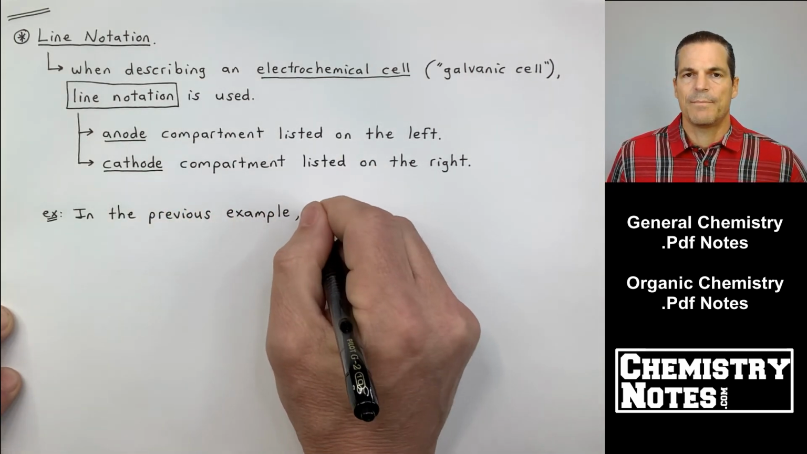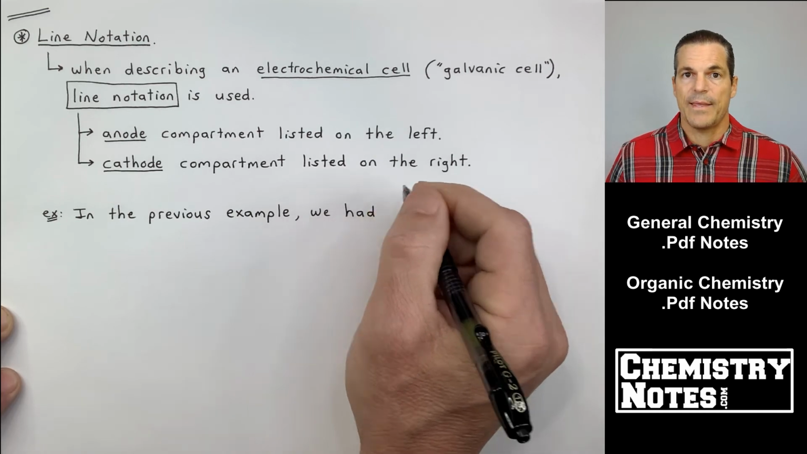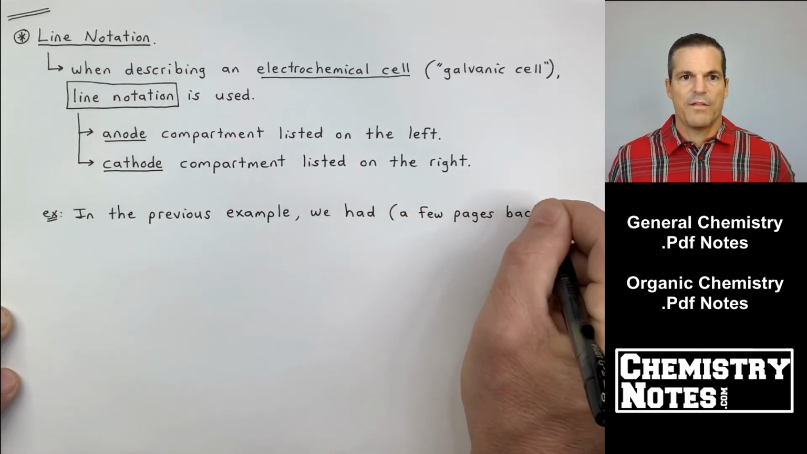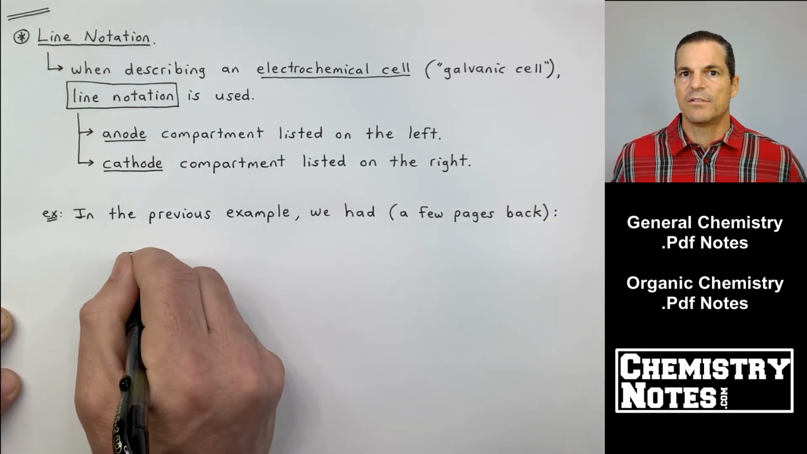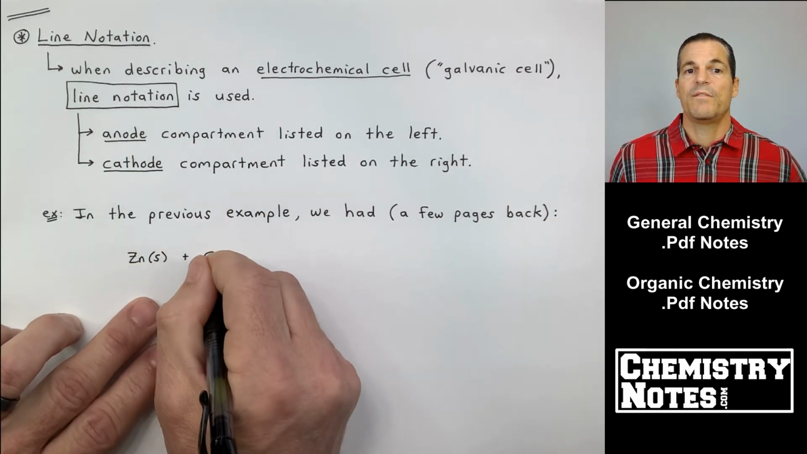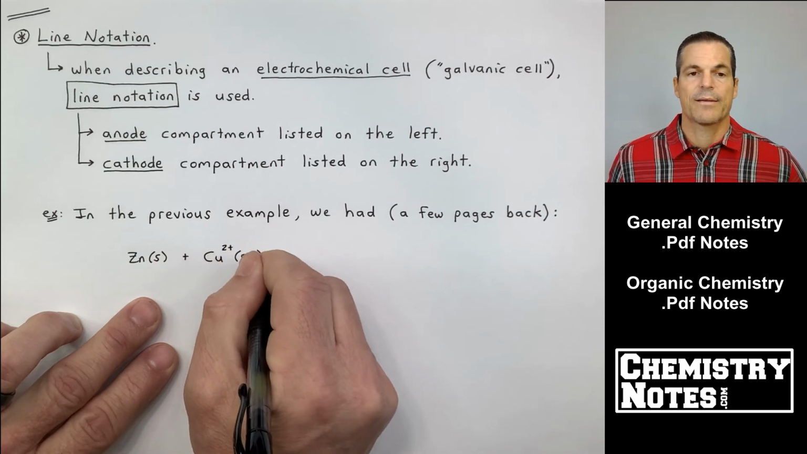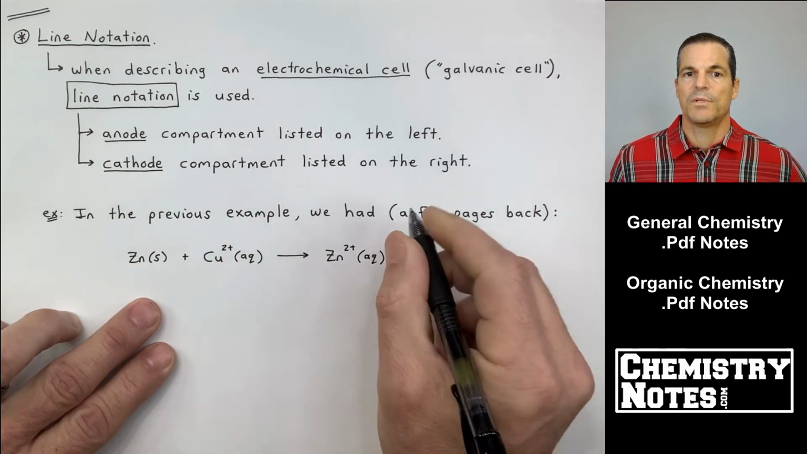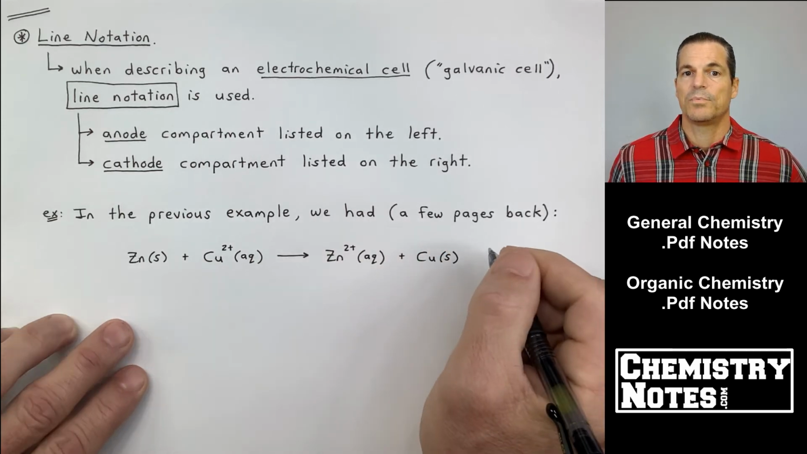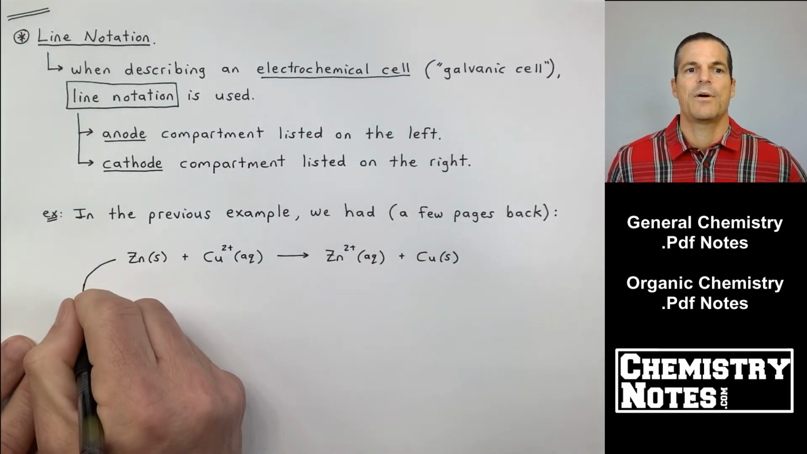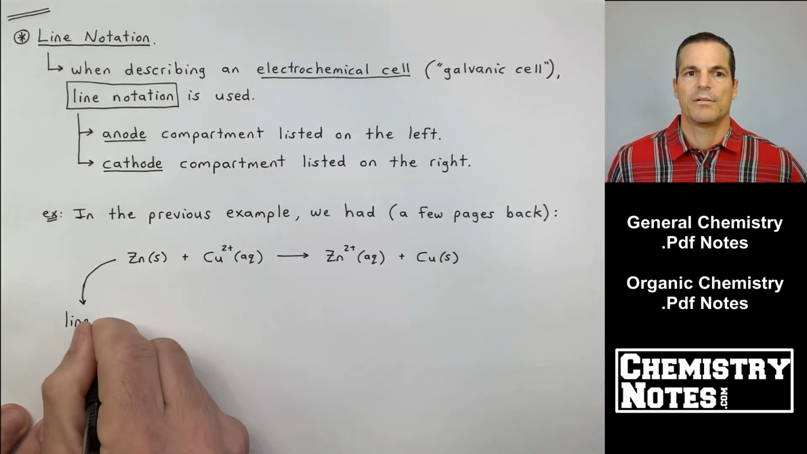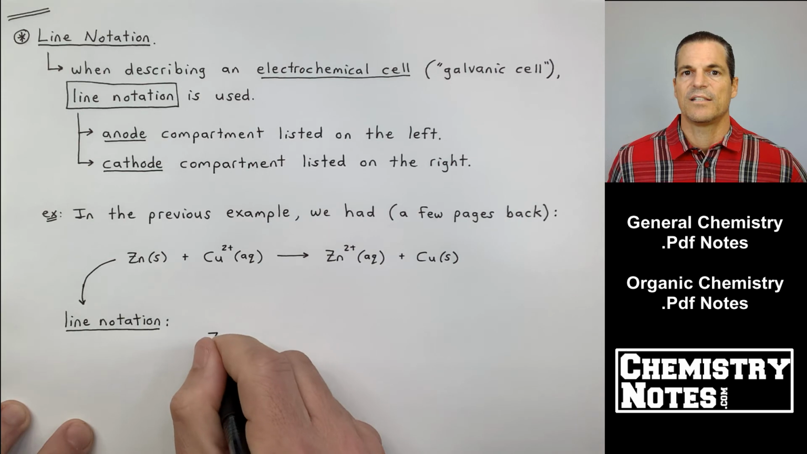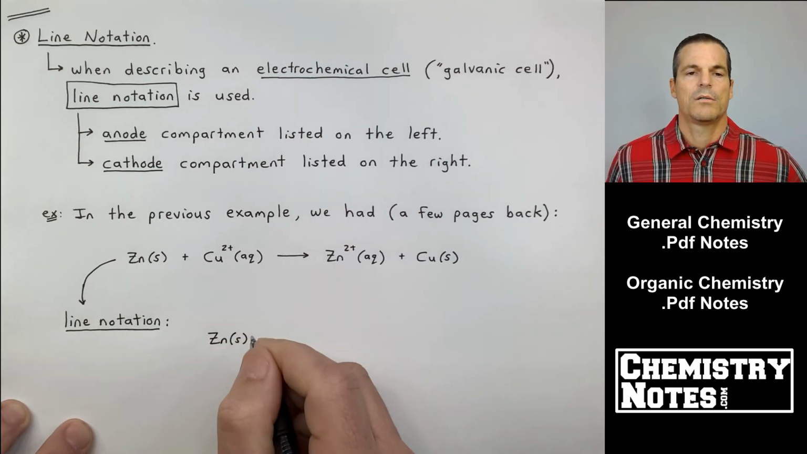Let's use an example that we have done already, where I had a sketch of the galvanic cell, the 2 compartments, the salt bridge, and all that. And then let's put that into line notation. So in the previous example from a while back, we had zinc solid plus Cu2 plus going to zinc 2 plus and Cu solid. Remember that one? Well, in line notation, let's put that entire galvanic cell setup into a nice little kind of linear notation.